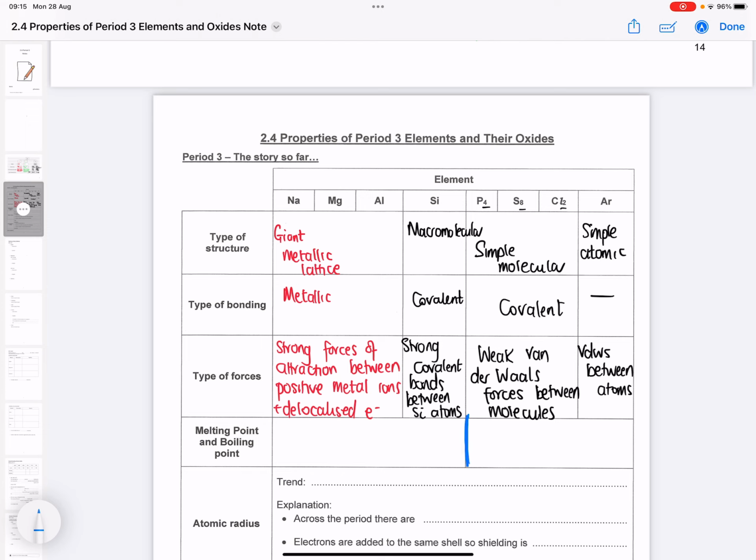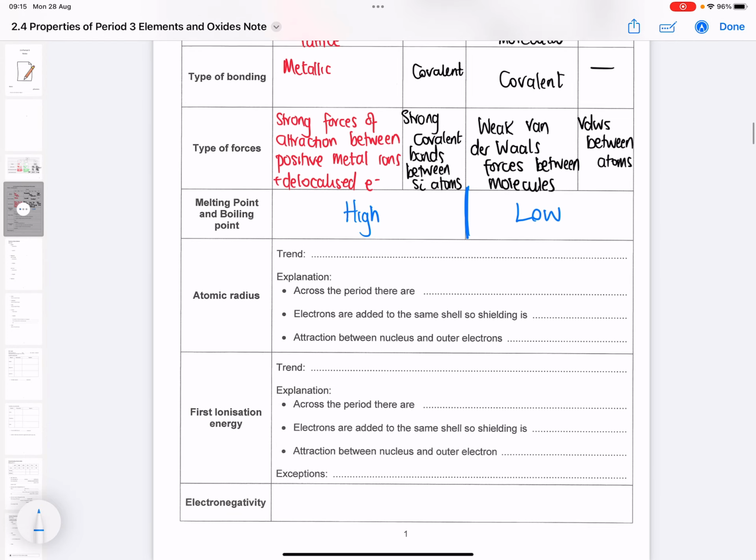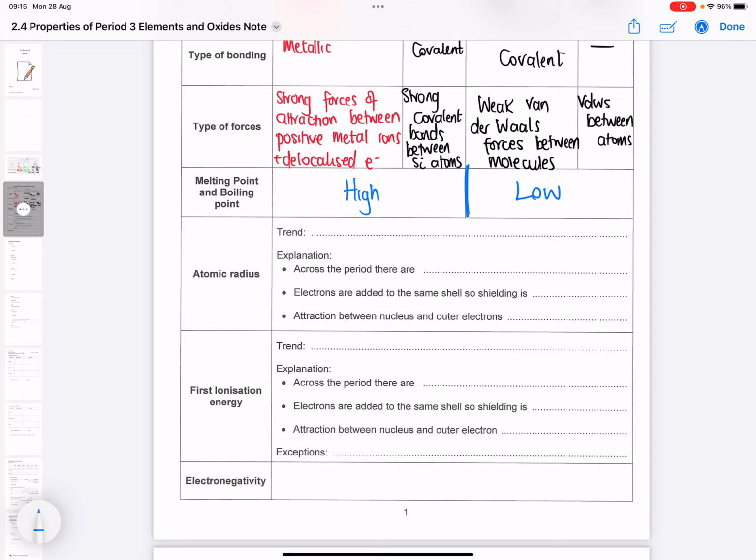As a result of that, what we can see is that we've got 4 things to the left that have got strong forces, and so they would have high melting and boiling points, and we've got 4 things to the right that have weak forces, so they would have low melting and boiling points. I want you to pause the video now again, and I want you to see if you can remember the trend in atomic radius, so the size of the atom as you go across a period.